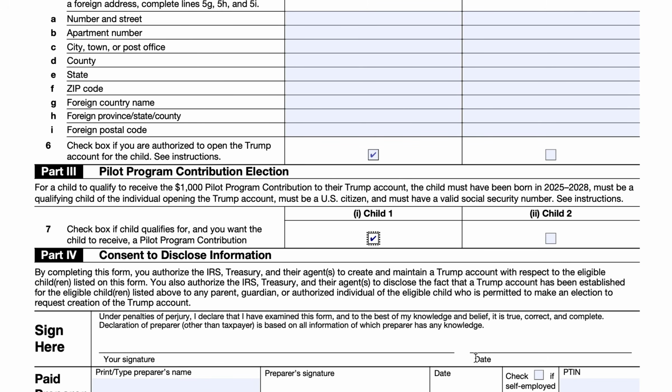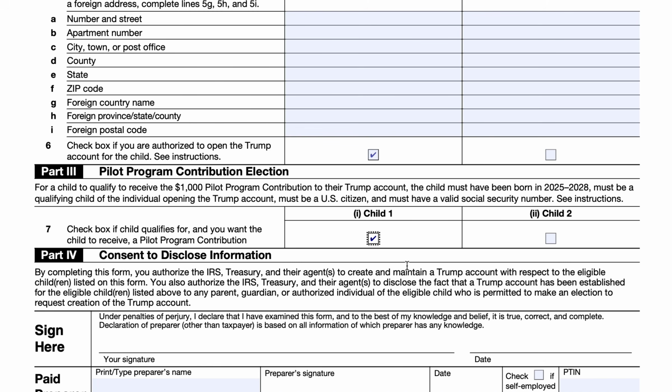So we're entering the 2025 tax filing season. If you had a child that was born in 2025, you'd be more than welcome to complete this form as part of your income tax return. So it's an additional form. Your tax software should include this form with it. And if your child was born during the 2025 tax year, it will probably ask you whether or not you would like to elect the pilot program contribution.